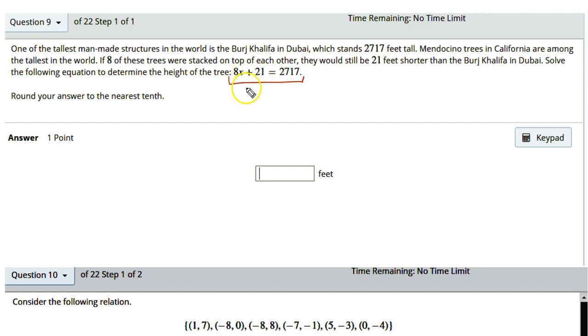So we're going to subtract, or transpose, the 12 to both sides. On this side it becomes negative 21. So this gives us 2696. And we're going to divide both sides by 8, because this then makes it an x, and we get 337 feet is the height of the tree here.